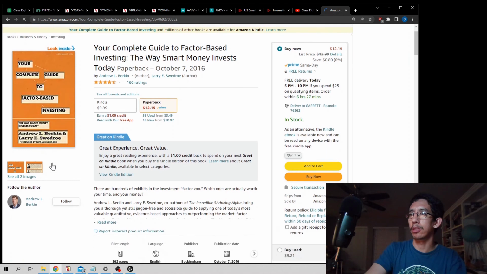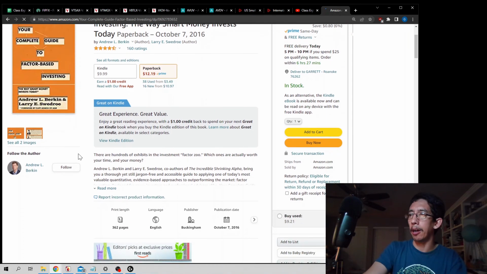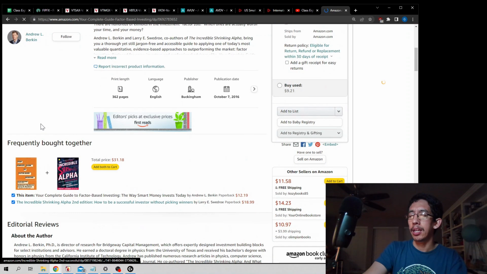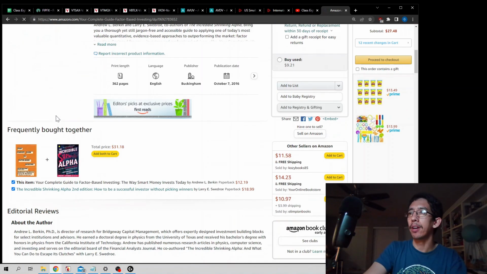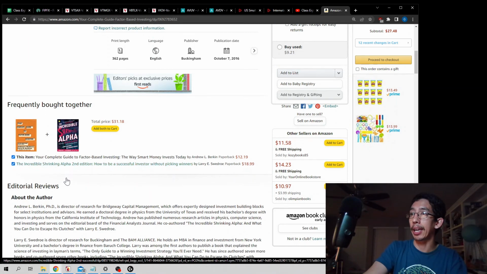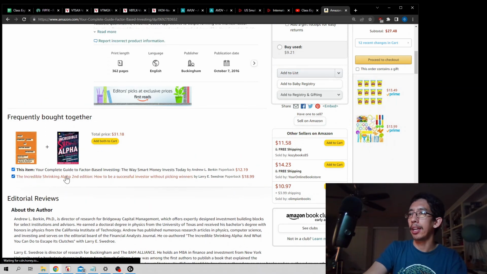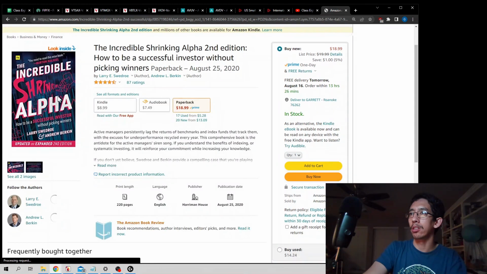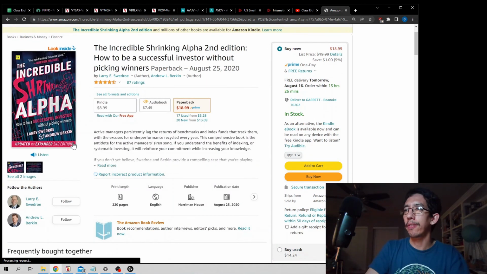I've read through this book. There's a few appendices that I think I still need to go through. Delightfully nerdy stuff. This one's delightfully nerdy as well. The Incredible Shrinking Alpha, second edition, and it's got this cover that looks like an 80s sci-fi horror movie, which I think is pretty funny.